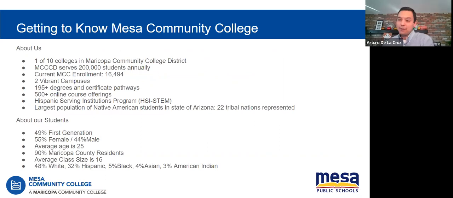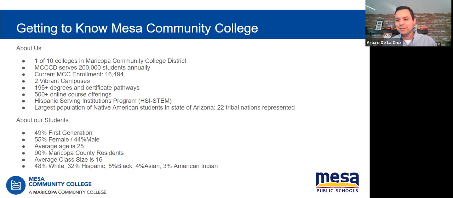So first thing to know is I work at Mesa Community College. It's one of the larger colleges within the Maricopa Community College system. There's 10 colleges. We have 2 campuses in Mesa, Arizona. And you can see a lot of the demographic information down at the bottom. But I think a couple of the important things to keep in mind here: Mesa Community College is a Hispanic serving institution. We're a very diverse college. We also have a large population of Native American students, a large population of first generation students. And that mirrors my school pretty well too.